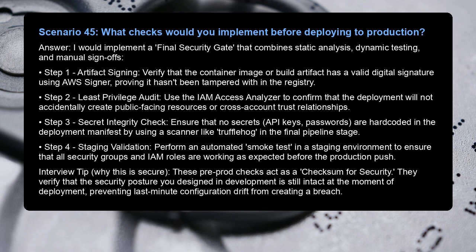Step 3. Secret integrity check. Ensure that no secrets, API keys, or passwords are hard-coded in the deployment manifest by using a scanner like TruffleHog in the final pipeline stage. Step 4. Staging validation. Perform an automated smoke test in a staging environment to ensure that all security groups and IAM roles are working as expected before the production push.